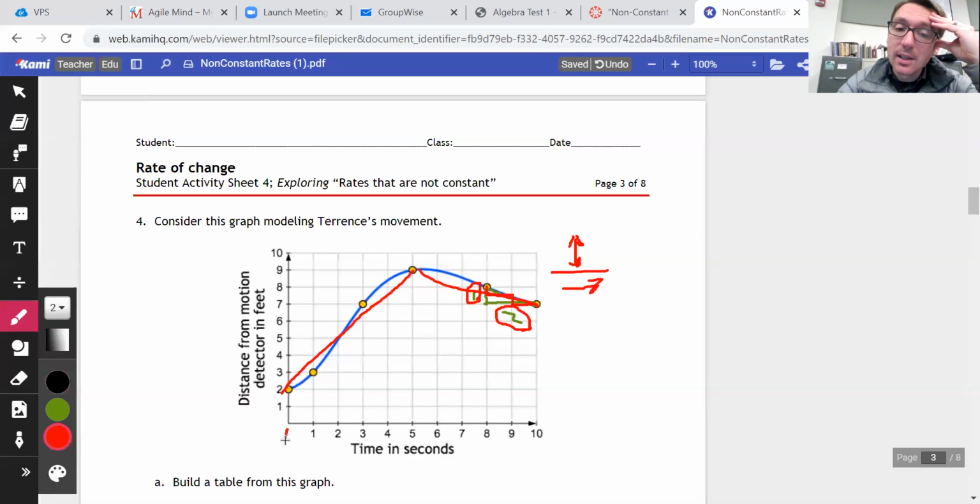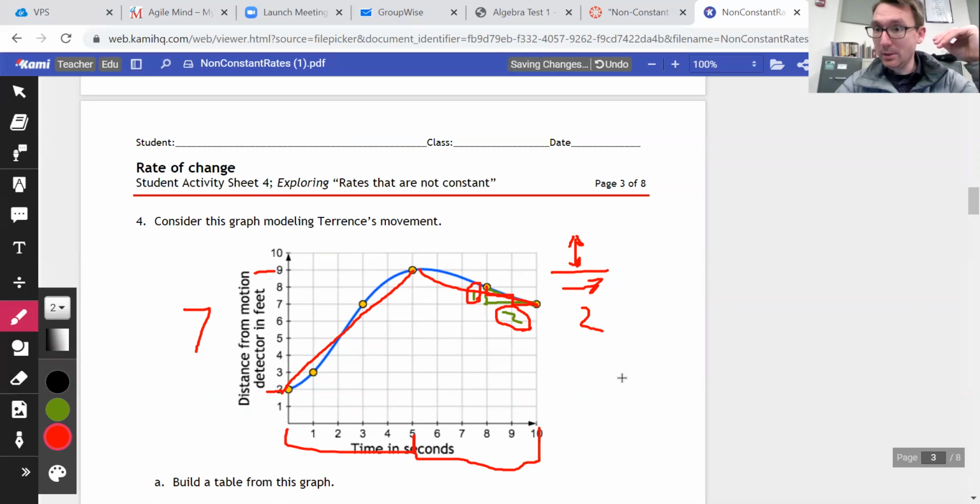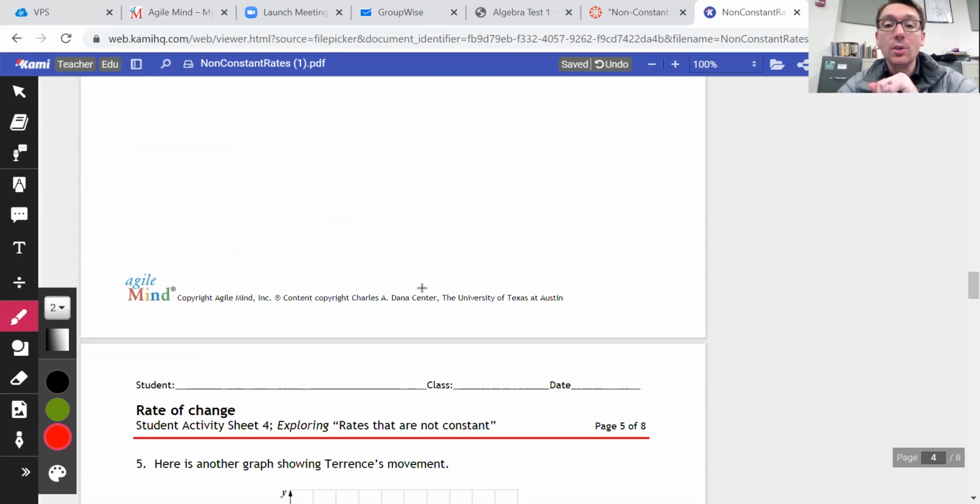During the first 5 seconds, he traveled how far? From 2 all the way up to 9, that's 7 feet. So in 5 seconds, he traveled 7 feet. But in the next 5 seconds, he traveled 2 feet, right? So clearly, he's traveling way faster on average when he's going away than he was going toward. And you can see that because he doesn't get back to where he started, does he? He's still 5 feet away from where he started when he ends. So there's a lot of stuff you can figure out from a graph. Reading graphs is a very good skill.